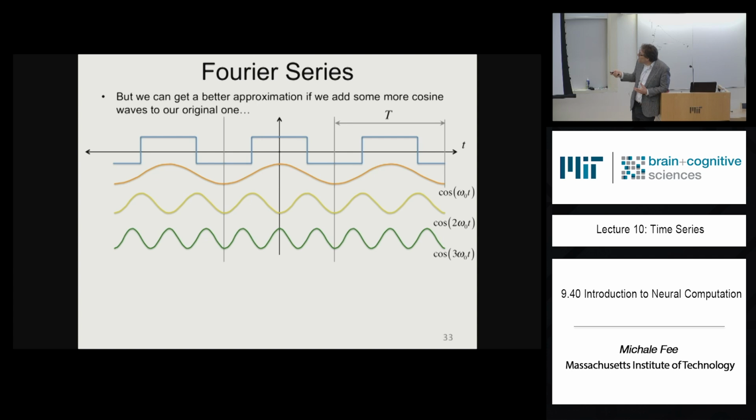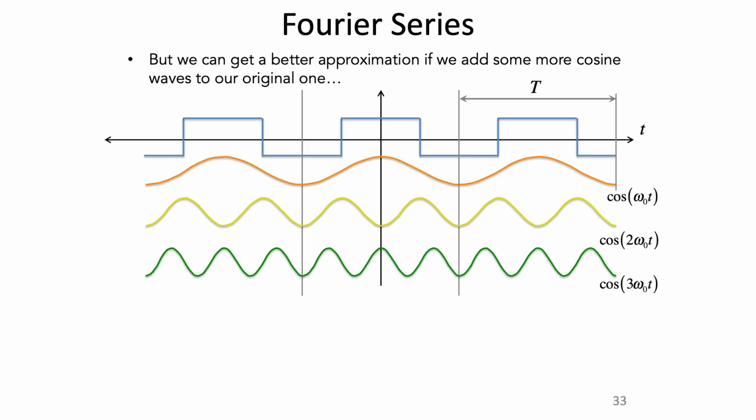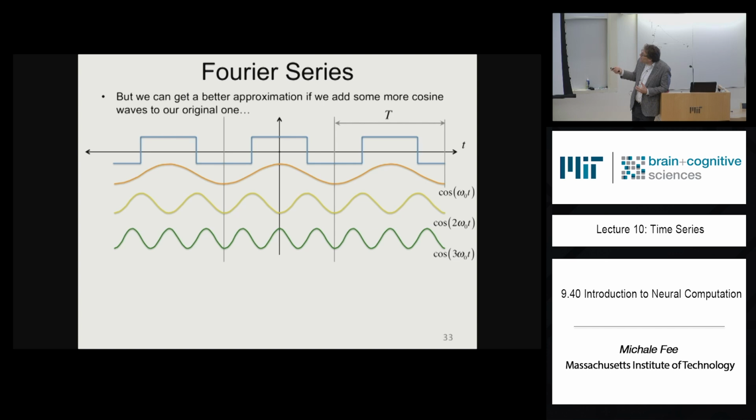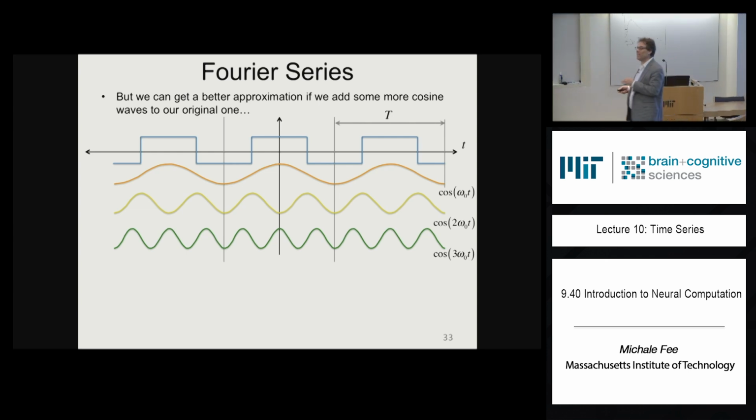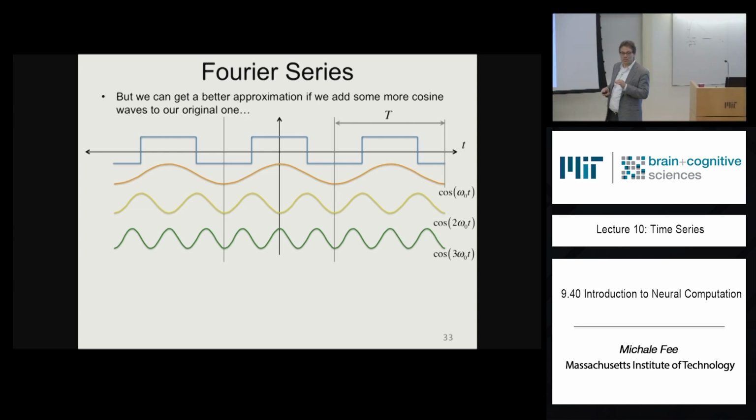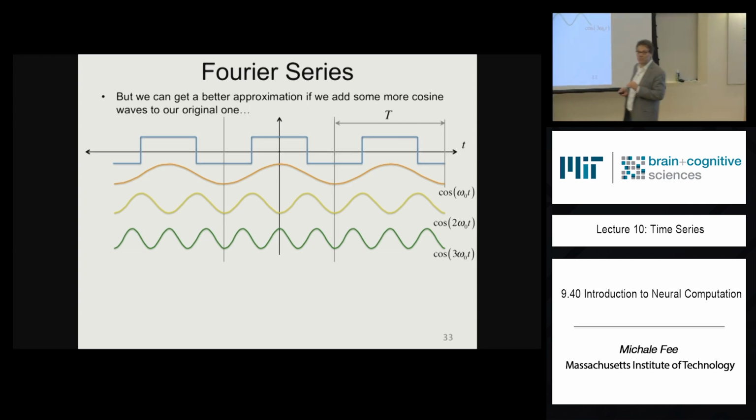So notice that this signal, that's cosine 2 omega naught, is still periodic over this interval T. Does that make sense? So any integer multiple, cosine of an integer times omega naught, is also periodic with period T. Okay? And those are the only frequencies that are periodic with period T.